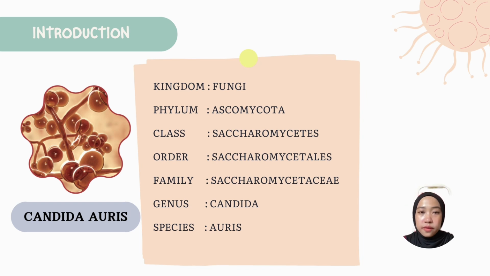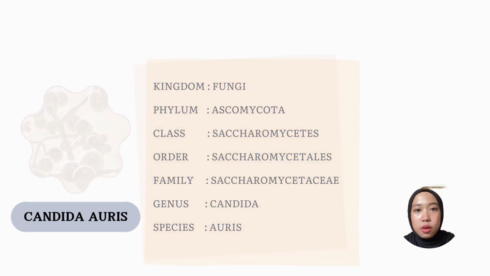According to the Five Kingdom classification system, organisms are categorized into 5 major groups based on their characteristics. The first one is kingdom, which is fungi, and then phylum, Ascomycota or sac fungi, and then class, Saccharomycetes, and order is Saccharomycetales, and family is Saccharomycetaceae, and then genus is Candida, and lastly species is auris.